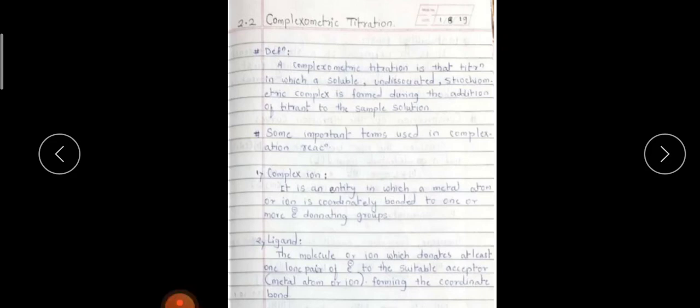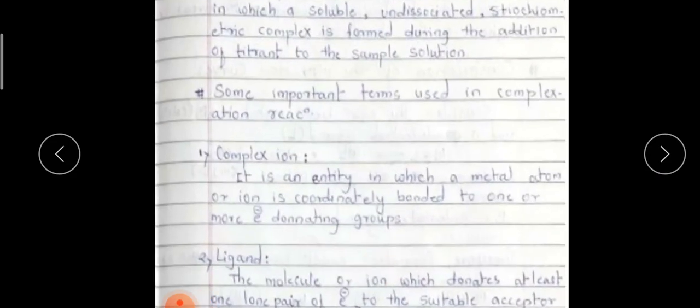Complexometric titrations are those titrations in which a soluble, unsaturated, stoichiometric complex is formed during the addition of titrant to the sample solution. Means you should know what complexometric titration is: the titration which involves the formation of the complex after the addition of the titrant to the sample solution. Some important terms used in complexometric titrations are here.